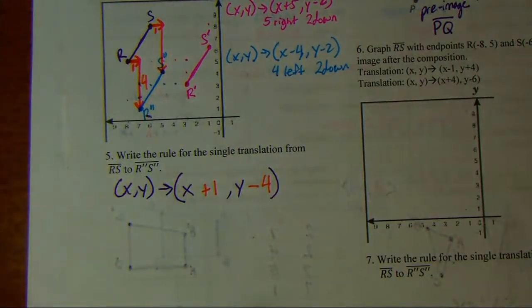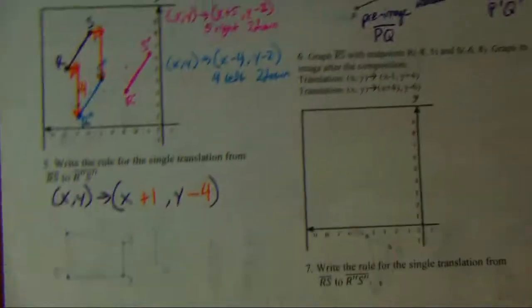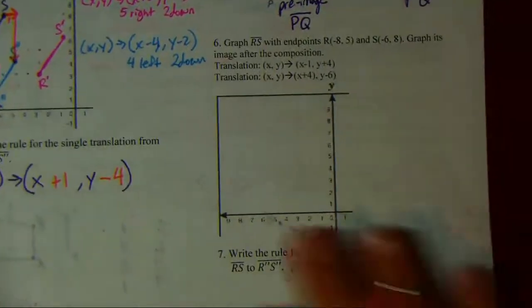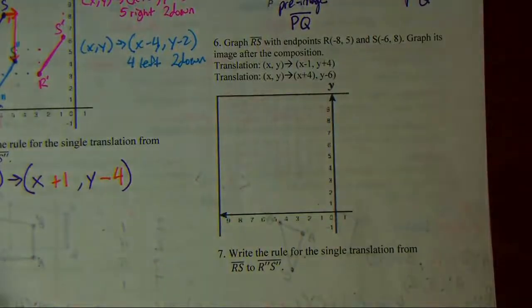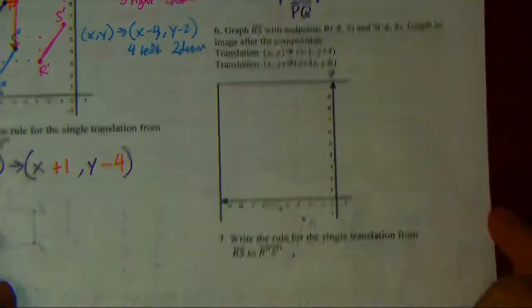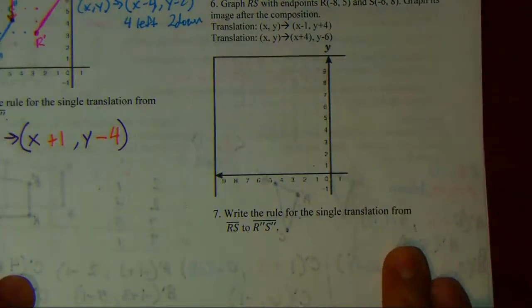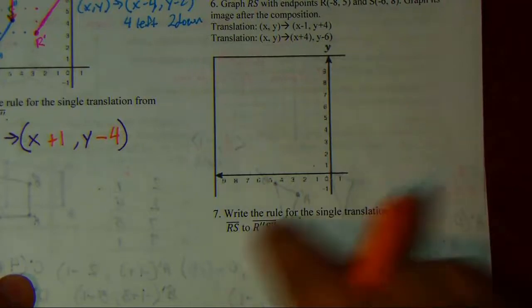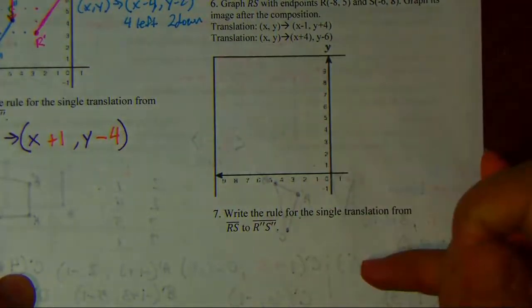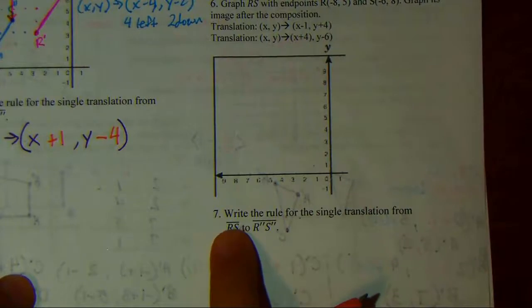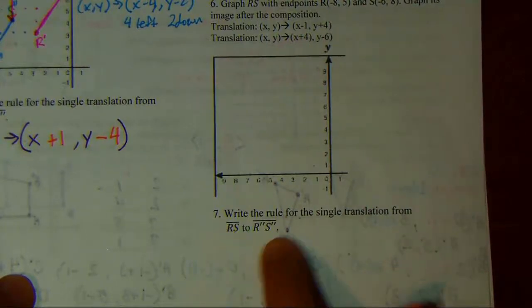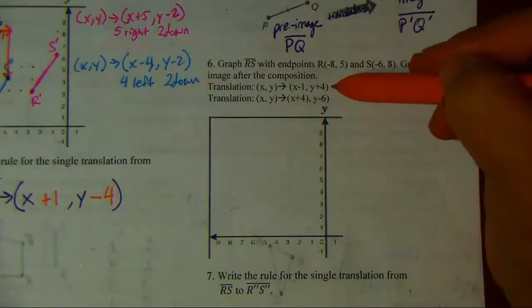All right. I want you guys to try this one on your own. Okay. And I'm going to ask you for the rule at the end. So go ahead and answer the question for the rule that would get you from RS to R double prime, S double prime if you were to do these two translations here. Okay.